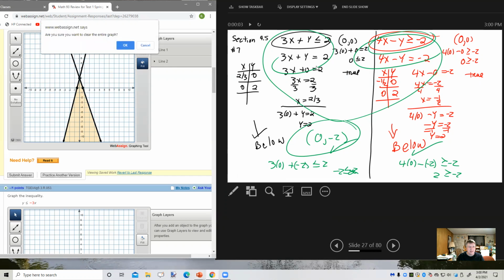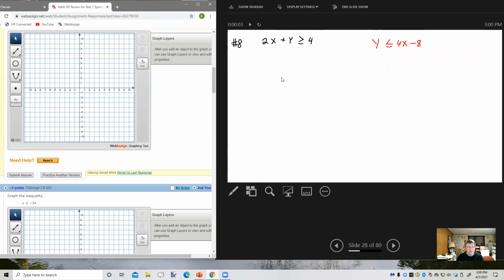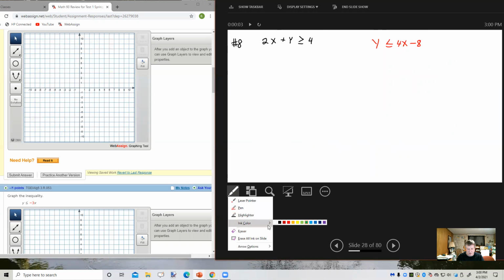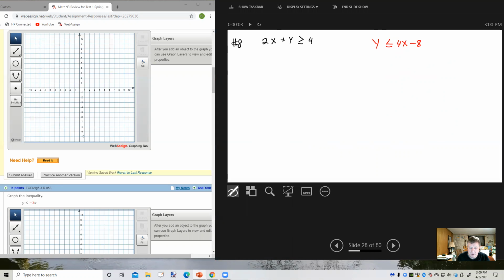Let's clear that and go to problem number 8. We're going to change our ink back to black, and we're going to start over. We've got 2x plus y greater than or equal to 4. So we'll find the related equation, 2x plus y equals 4, and we'll find a couple of ordered pairs. I'm going to go after the x and y-intercepts again.